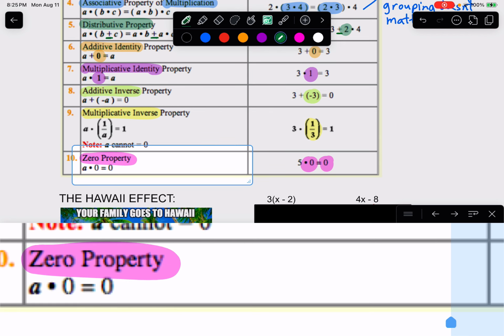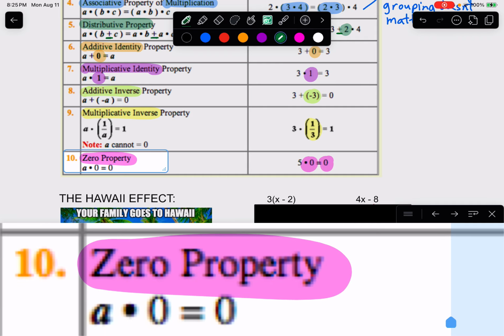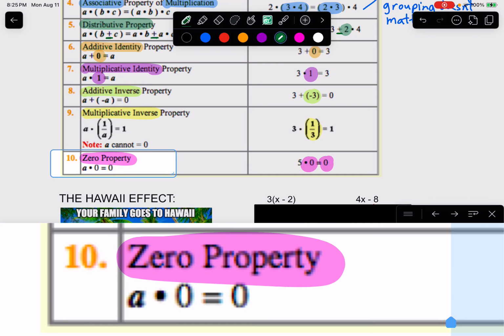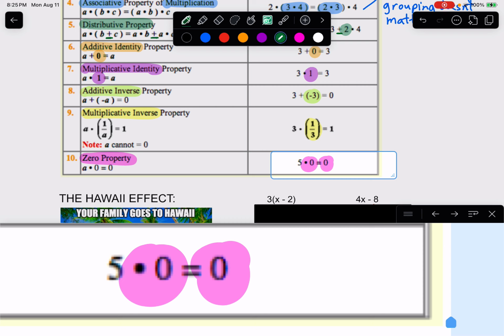Last thing, the 0 property. This is only for multiplying, right? A times 0 is 0. So 5 times 0 is 0. Any real number times 0 will get you 0.